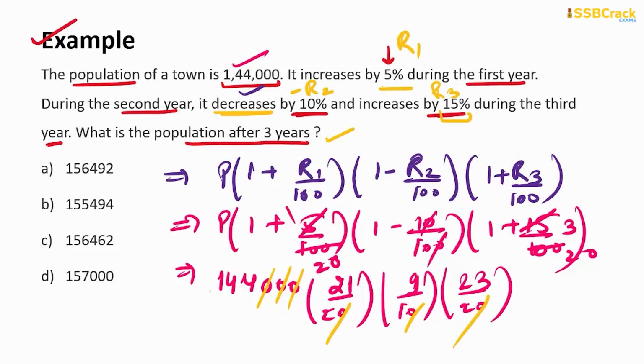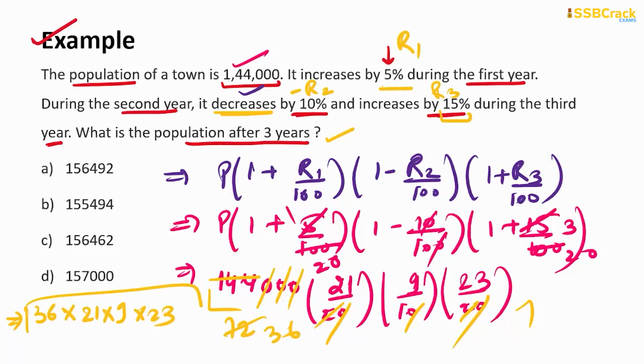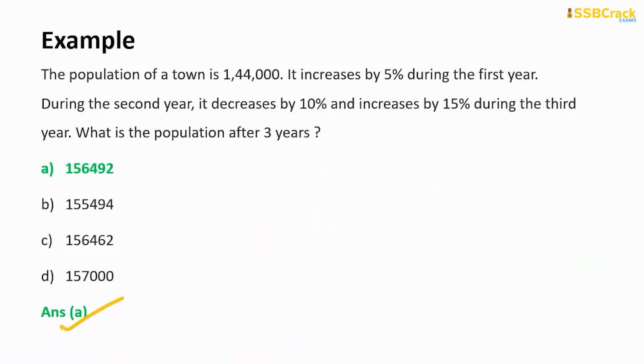Now you can solve this statement. So it will be 2 ones are 2, 2 sevens are 14 and 2 twos are 4. Then 2 ones are 2 and it will be 36. So the final answer will be 36 into 21 into 9 into 23. Right? So now you can check the multiplication yourself, and the answer for this question will be equal to 156,492. Right? You can check this multiplication, and the final answer for this question should be option A. Let's check. So yes, option A is correct only.